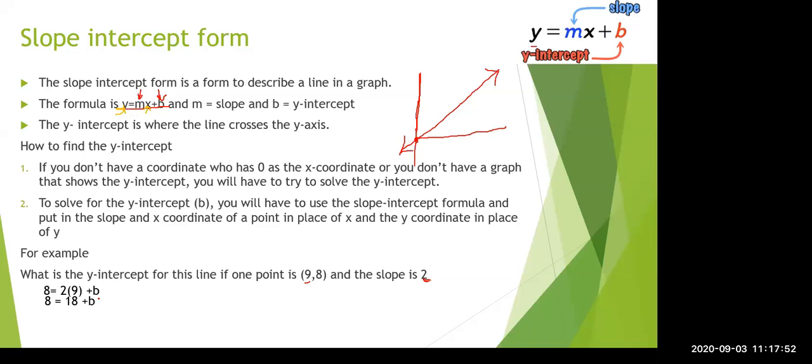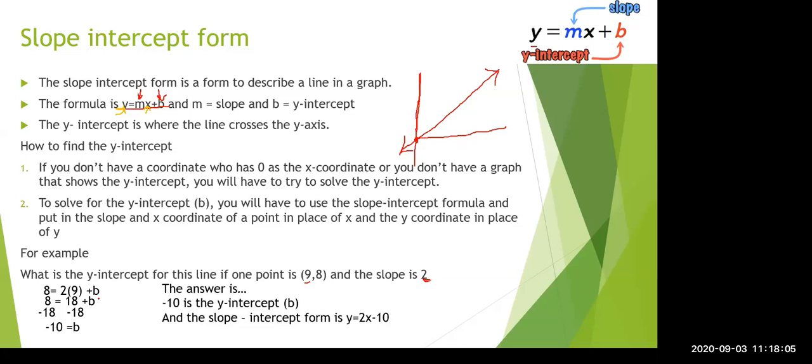First you do 2 times 9, which is 18, plus b. Then you subtract 18 from either side, and then negative 10 equals b. So the answer is negative 10 is the y-intercept, and the slope-intercept form is y = 2x minus 10.